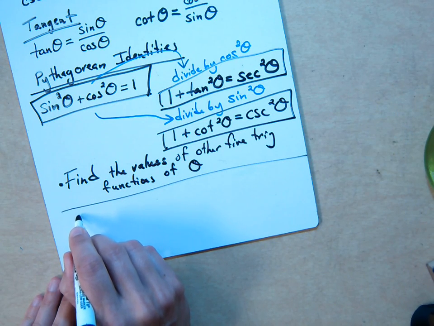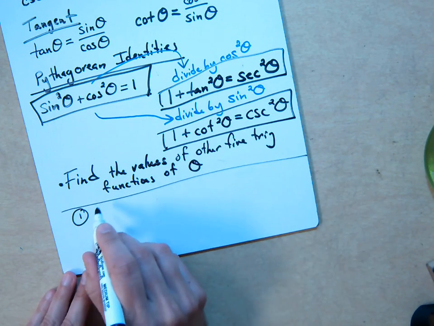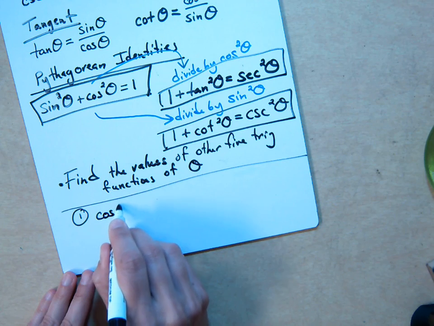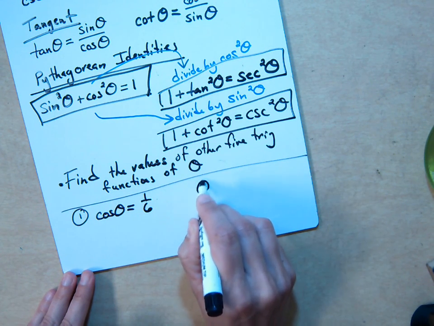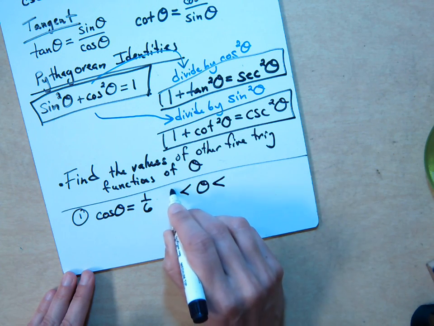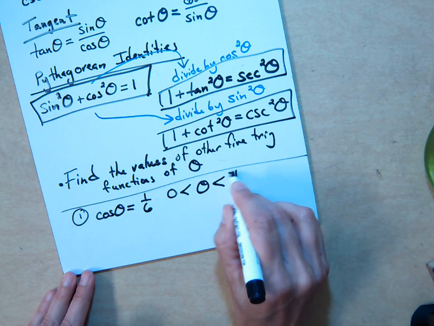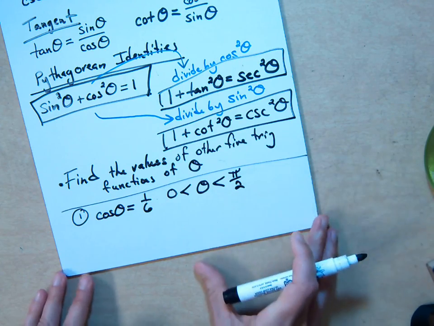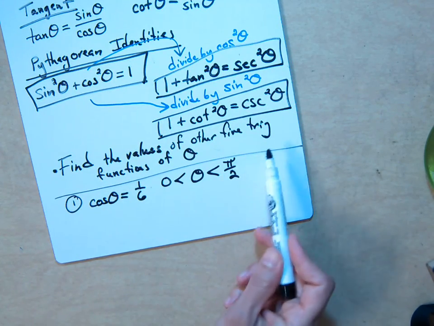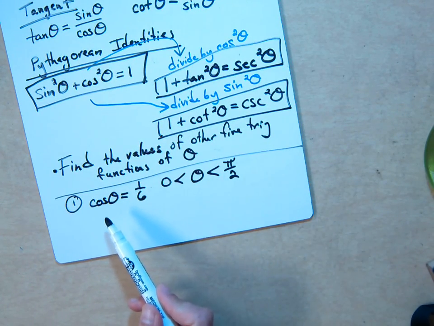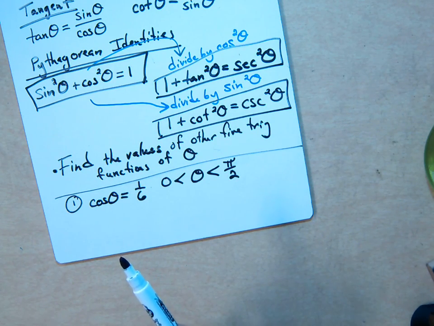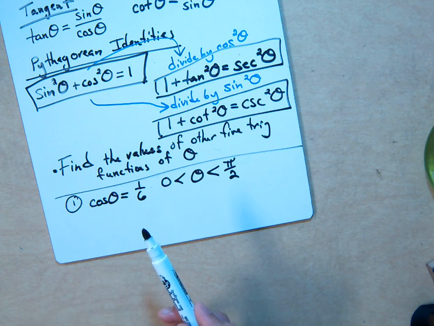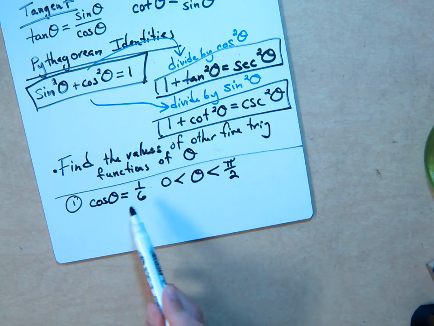So the first example: let's say you're given that the cosine of the angle is 1/6 and that the angle theta is between 0 and pi over 2. It says find the values of the other 5. We know what cosine of the angle is. The cosine is 1/6. There's 5 others though, right? There's sine, tangent, cosecant, cotangent, and secant. But we know this.